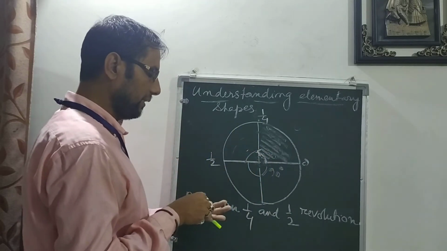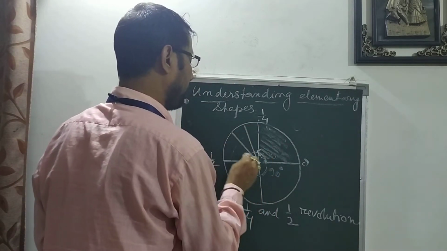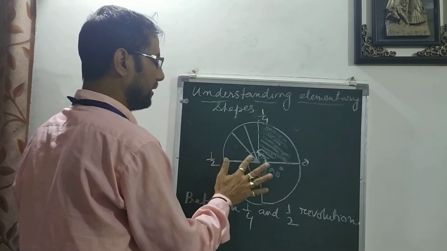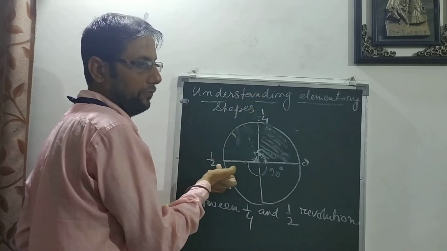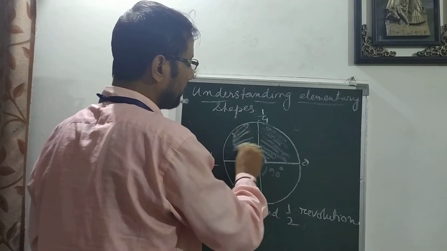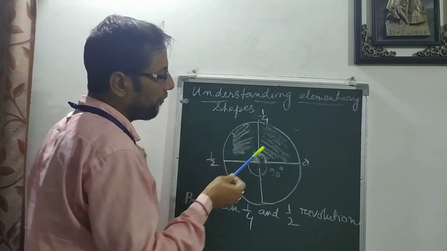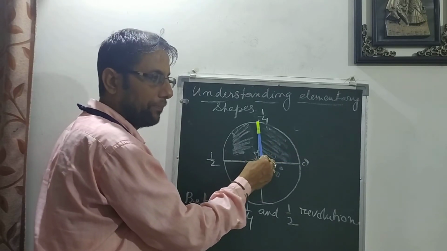Somewhere the angle can lie over here, or over here, or over here. Anywhere, but the point where it will lie, it will be between 1/4 and half. So it will lie within this area. So what can we say about this? If it starts from here and revolves till here, it is 90 degree.